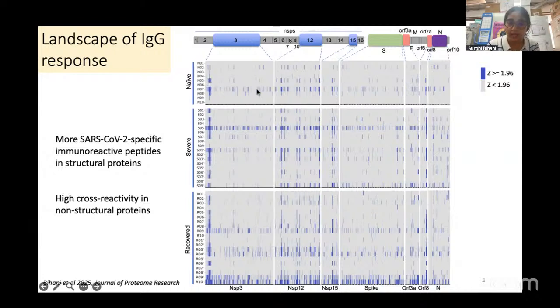The blue lines are where we got the signal, which corresponds to IgG reactivity against a particular peptide in this particular protein. As you can see, even in naive patients you'll see some response against a few of the proteins of SARS-CoV-2, which means that there is some level of identity between the previously existing human coronaviruses and SARS-CoV-2. But you'll see that in the spike protein, it's the least. We all know that SARS-CoV-2 is a novel virus, and the spike protein is what is responsible for the infection. So you will see the least identity over here and high cross-reactivity in other non-structural proteins.